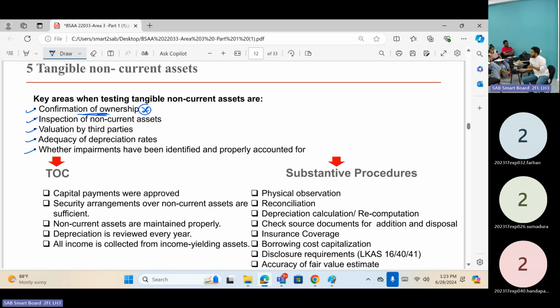That's why we are having full substantive and then reliant on controls, meaning TOC plus substantive. We don't have a fully TOC approach.